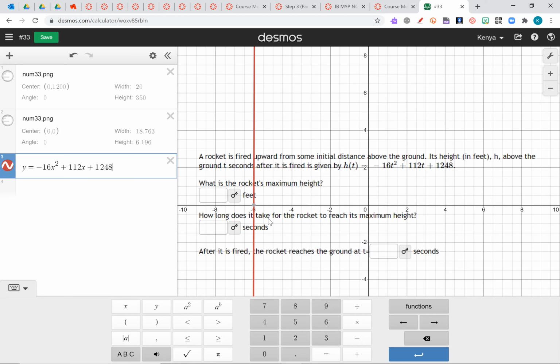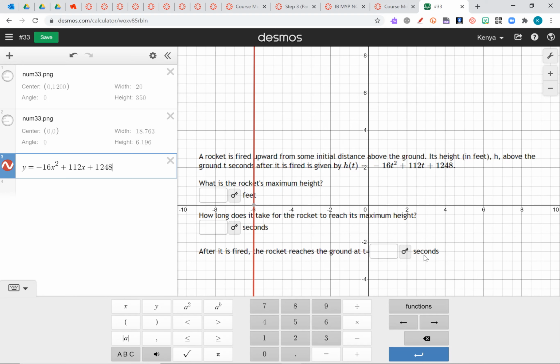That refers to time. We know that for our problem, we've already replaced t with x. That means the x coordinate of the vertex, because it's at the maximum height, is going to be the answer for this particular problem. So the y coordinate describes the maximum height. The x coordinate describes when it reaches its maximum height. The third question says, after it is launched, the rocket reaches the ground at t equals blank seconds. Ground.